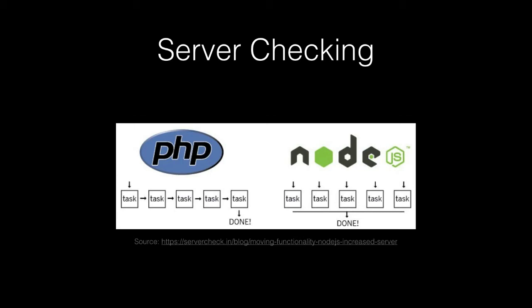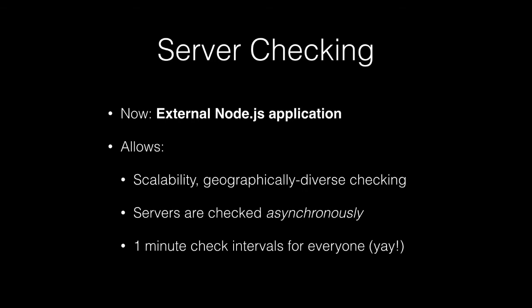So you have callbacks and events, and you can take a whole group of things, get them all going, and then as each one finishes it does the rest of the work. It holds the information about itself inside of Node's engine, so you can do that more easily. So I switched to Node.js for the checking, and this allowed a lot of nice things. It let me start scaling quite a bit.